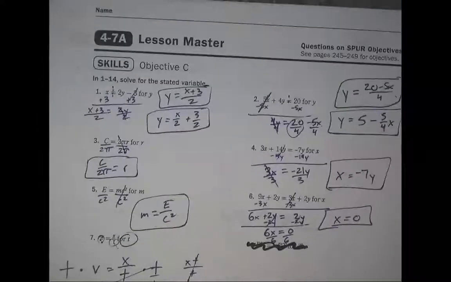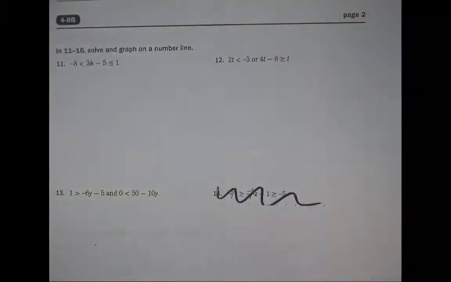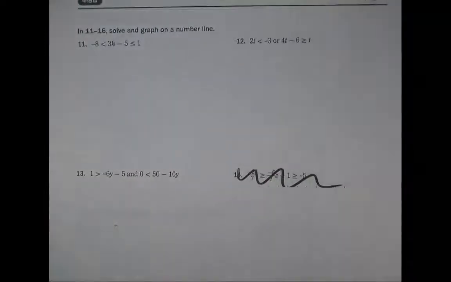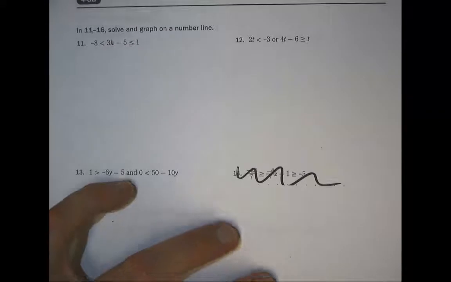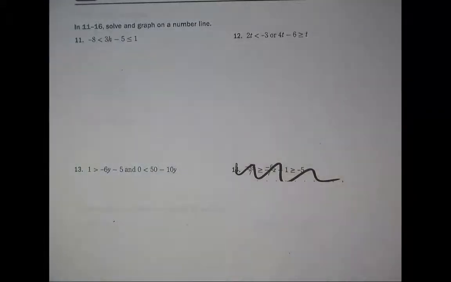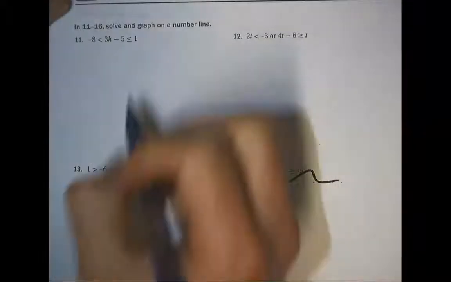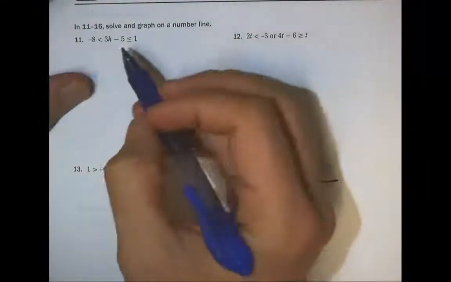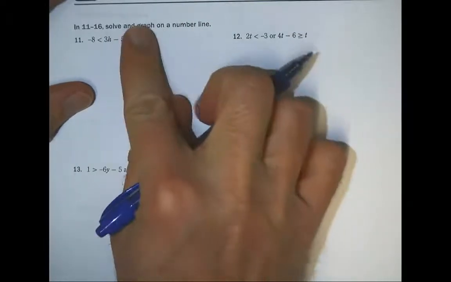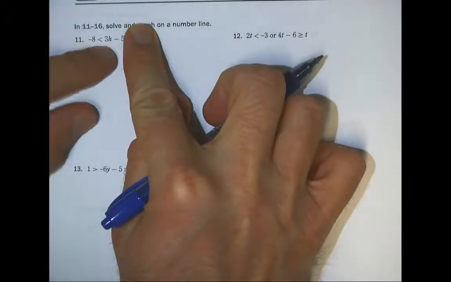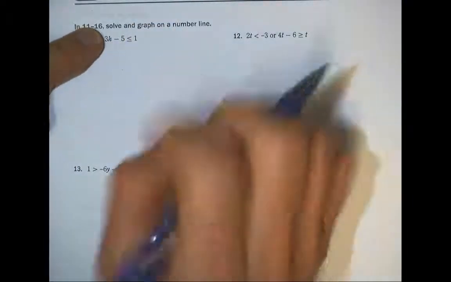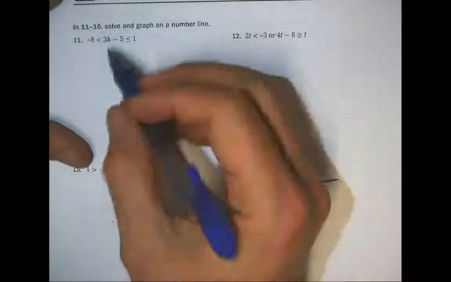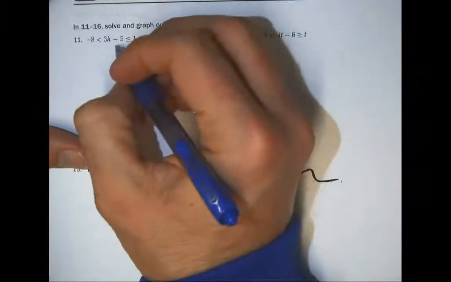Moving on to 4-8. So we're going to solve and graph these inequalities on a number line. When they're set up like this, you can break them apart into two pieces. You would basically cover this up and just write that, and then cover this up and just write that, and you can solve them separately. Or you can solve them all at once, which is easier, which is what I'm going to do.